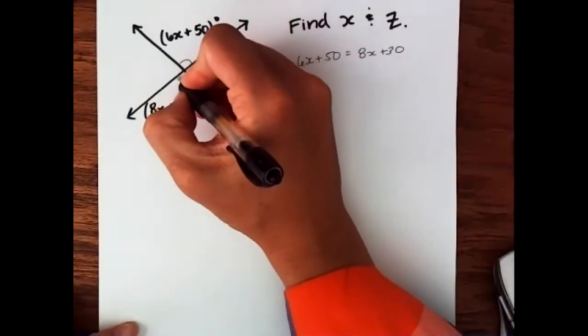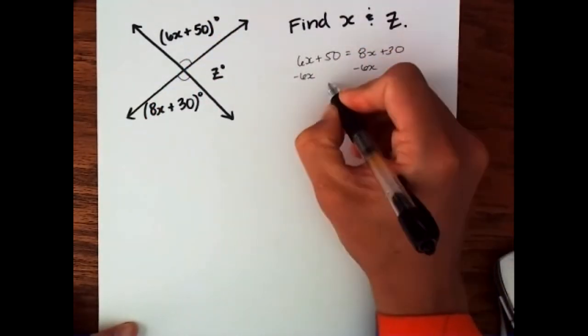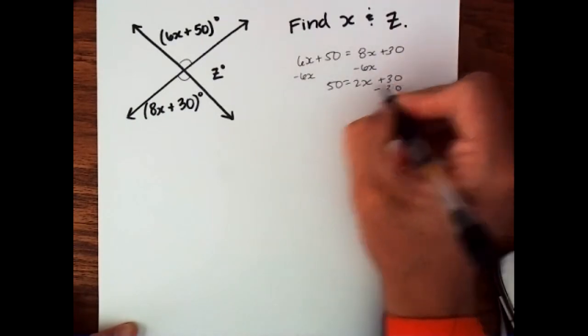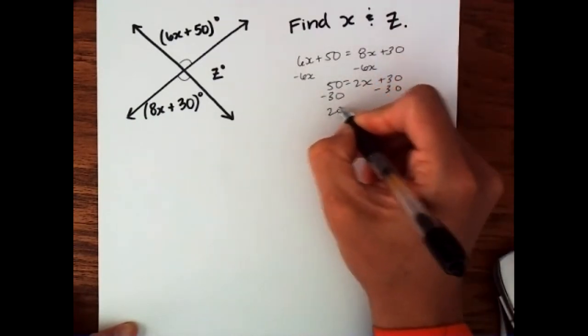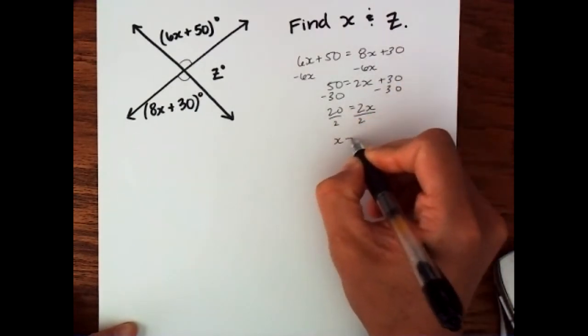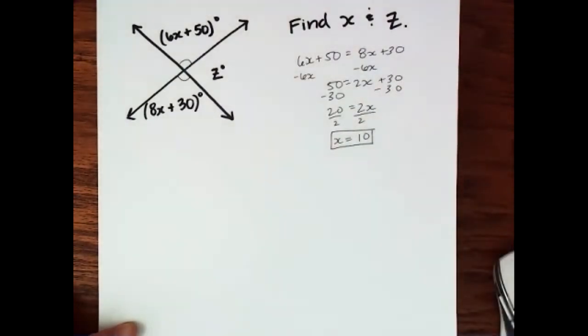Now we're just going to solve this algebraically. We'll subtract 6x from both sides to get x on one side, and then we'll subtract 30 from the right side to get our variable by itself, divide by 2, and we will get 10 for the value of x. So now that we have our first variable, we're going to want to find our second variable.